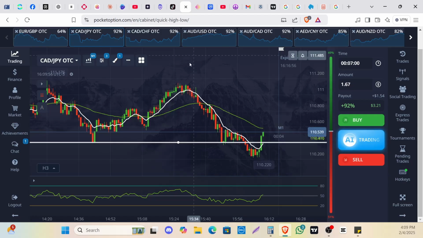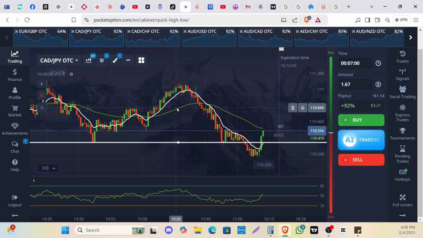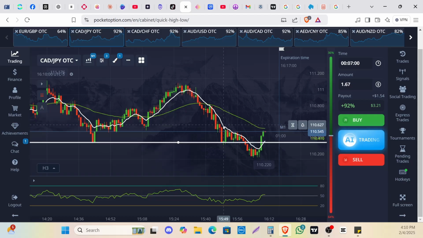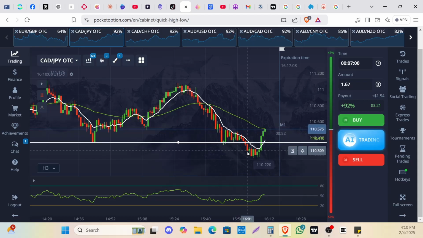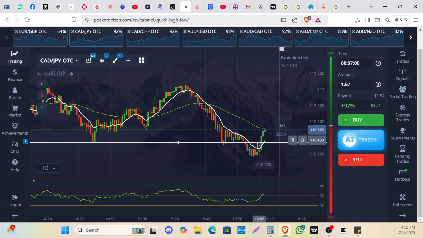Actually, that's the 90 EMA. The green one is the 50 EMA. It stays right below it, and then it went back again to the level, just stays there right at the level, and then it broke out. Now it's going back up again.